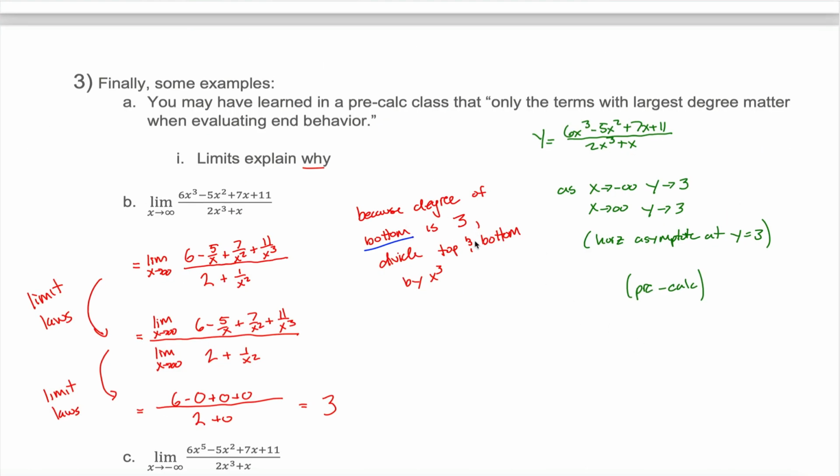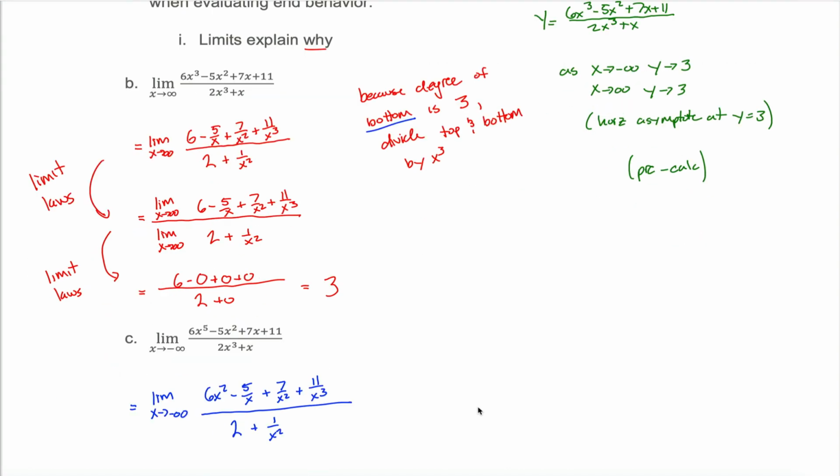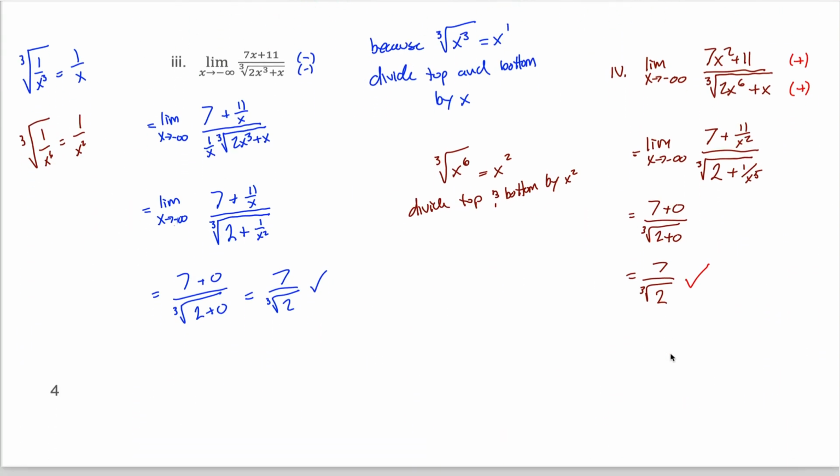This idea of dividing the top and the bottom by whatever the degree of the bottom is still kind of true. You just have to be a little bit careful if you have radicals in the denominator, because in that case, the degree that you see, 3 in this case, isn't really the effective degree of the denominator. The denominator acts more like something that's raised up to the first power.